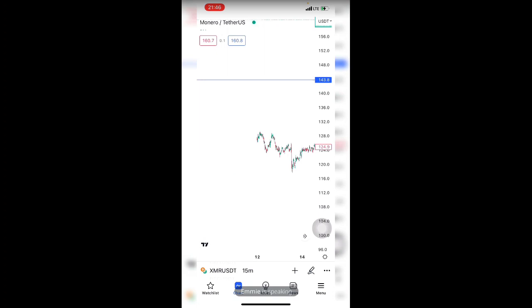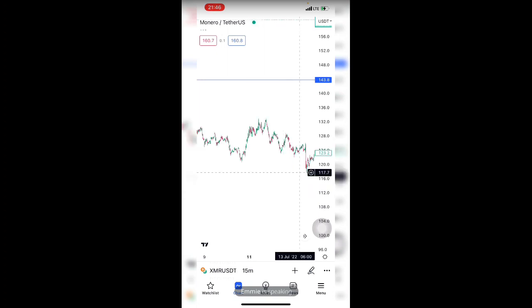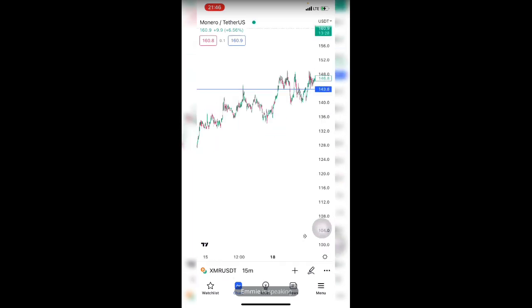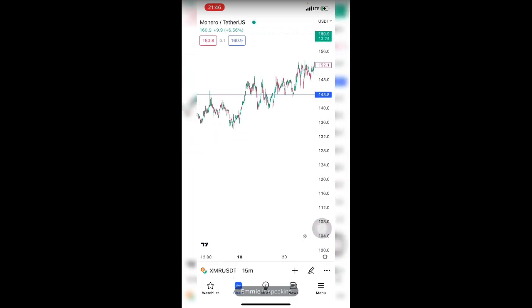This place is our resistance. It is coming, it touched the resistance and still came down, touched the resistance, came down. But when it gets to this place, it broke the resistance and went up. So that resistance now turned to what? To our support. Can we see it? It now turned to support again.